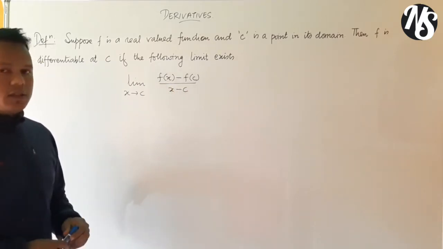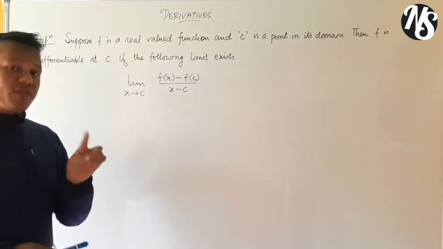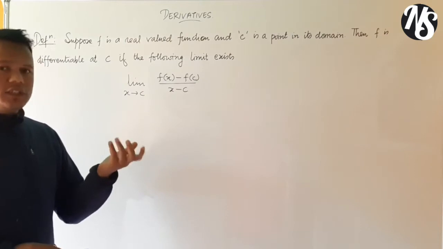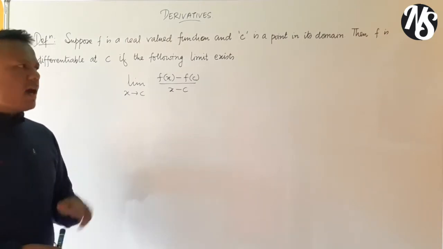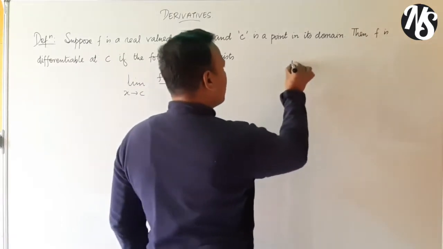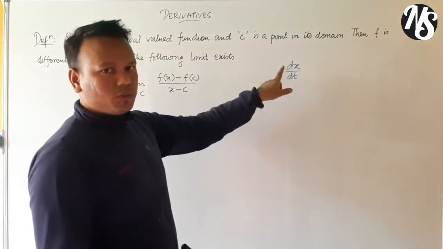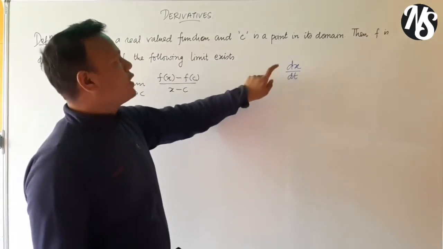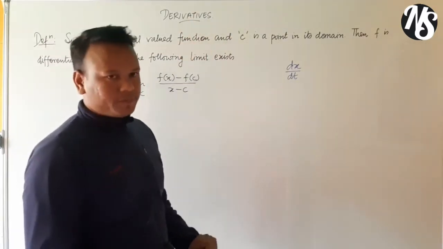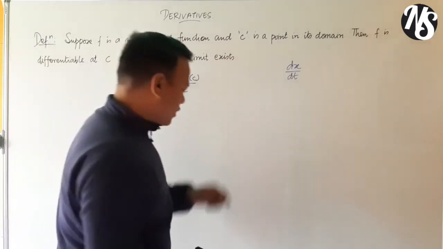For example, speed. In kinematics, you defined speed as the rate of change of displacement, and you said that speed is written as dx by dt. That's what you mentioned, isn't it? Actually, this is called the derivative. Okay, now let's forget about this.